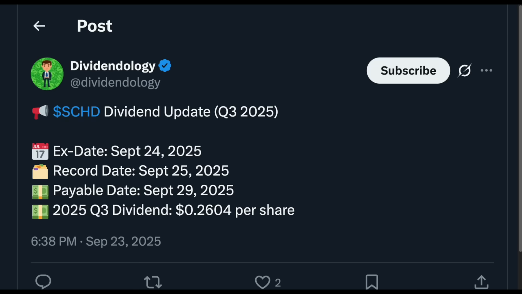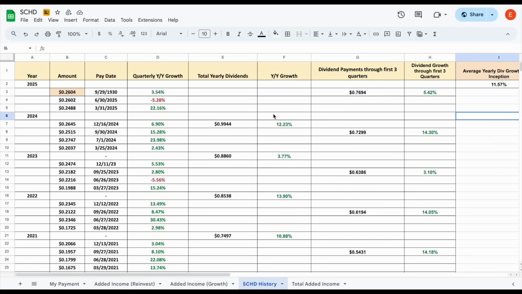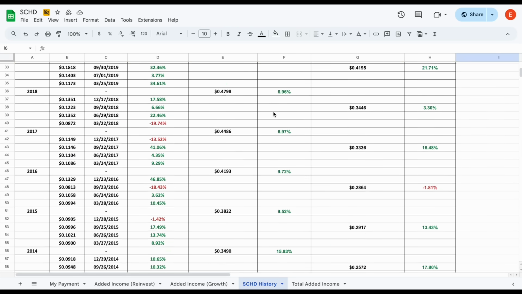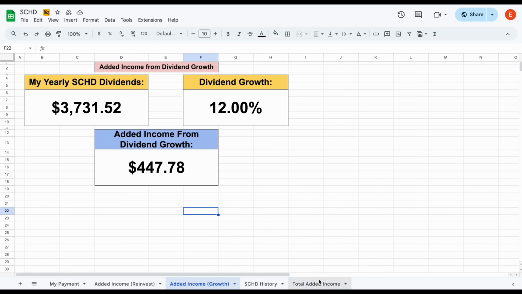Now, SCHD is a position in my personal portfolio, and it's a position in a lot of dividend growth investors' portfolios. So in this video, we're going to be analyzing the most recent dividend increase, looking at how it shapes up versus the historical dividend payments for SCHD, and then of course, seeing what this dividend payment actually means for me and my personal portfolio.